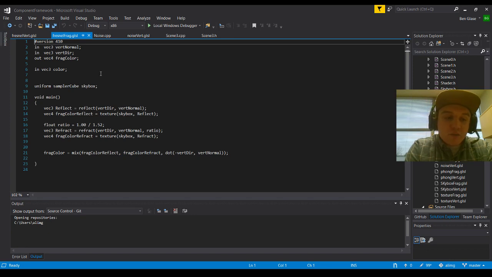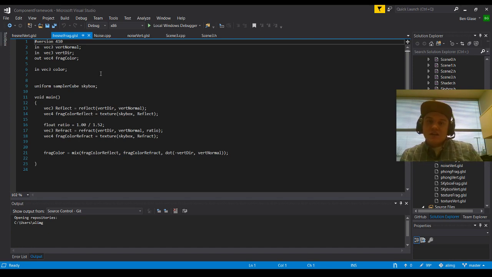And then once we do that, we can calculate our refraction. Our refract is going to be the direction and the normal, and then we're also going to factor in our ratio, so we can get our frag color refract. And then our overall frag color is going to be the mix function of our reflect, our refract, and the dot product of the negative vertex direction and the normal. And that's going to give us our proper refraction, so that everything's actually flipping upside down.